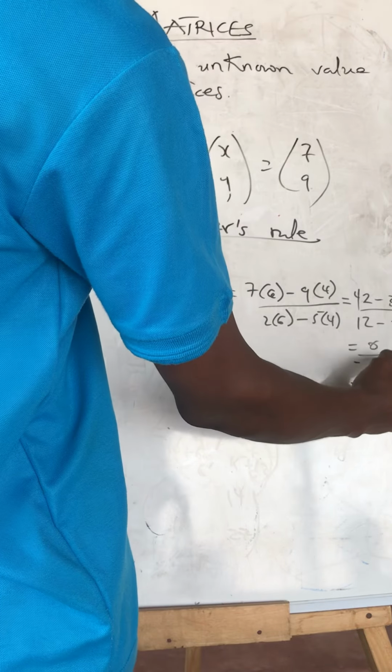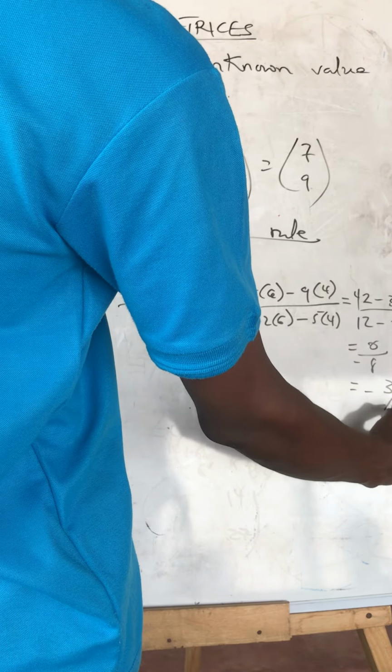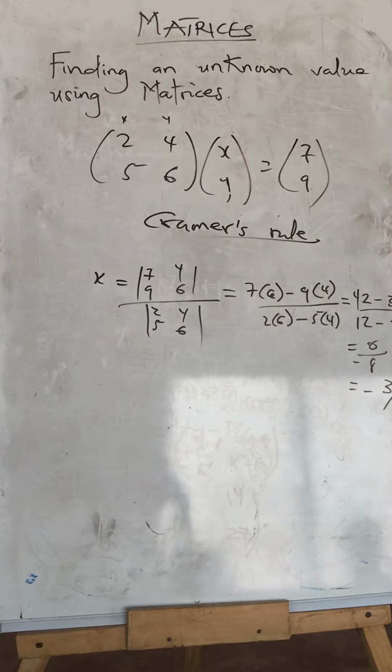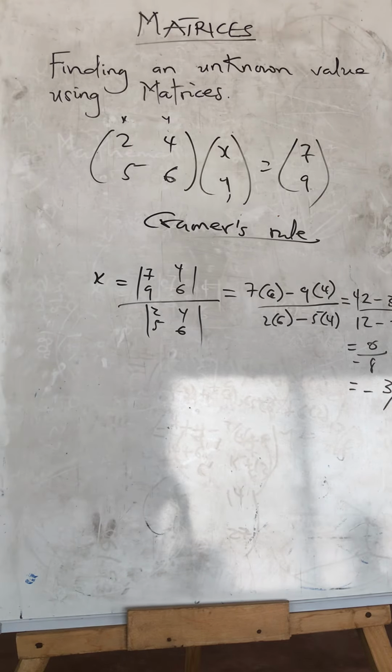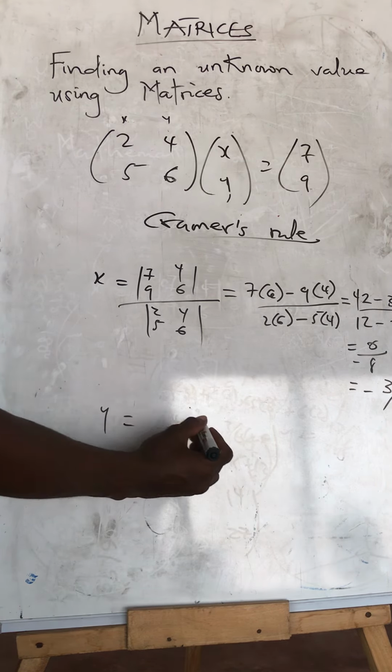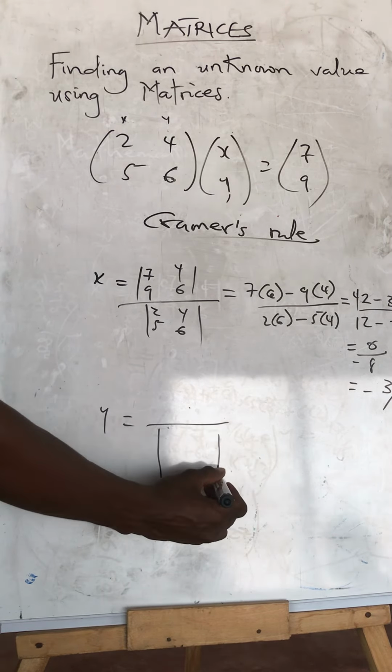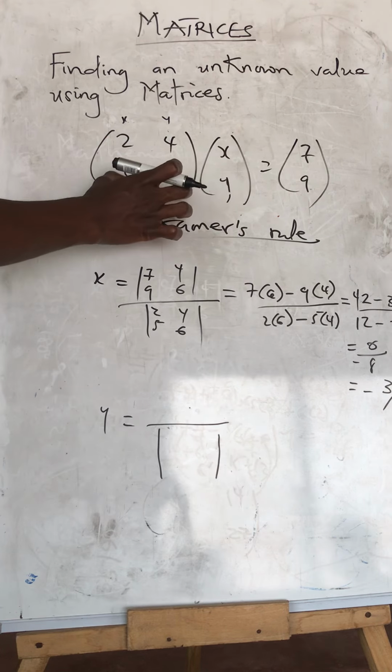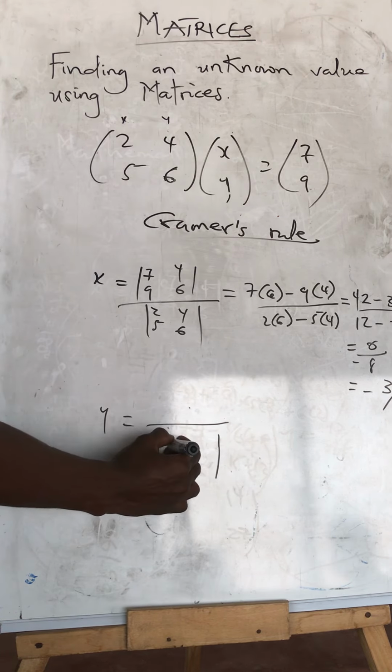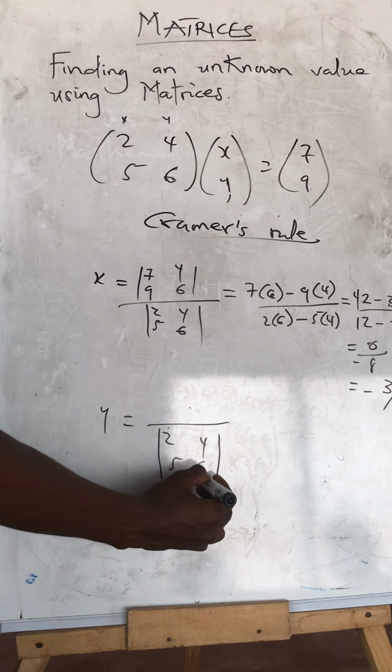So 2 goes here, 3 goes here, 4. So I have 3 over 4. Just as when we use the simultaneous equation, we have negative 3 over 4 for x. Now for y, it is the same thing. The denominator is the determinant of the actual matrix they give you, so that one does not change, but the numerator changes.